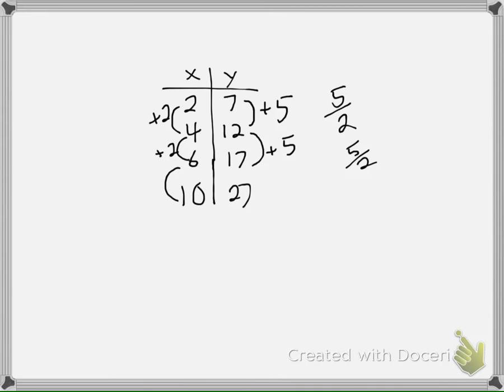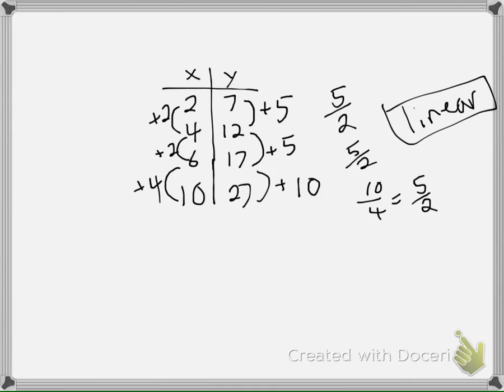Now if I added another point on here, let's say I added this point. Now this increases by 10, but over here it increases by 4, which is 10/4, which is also 5/2, right? So this would be an example of something that is linear, because the rate of change between any of the points on that table are the same, right?